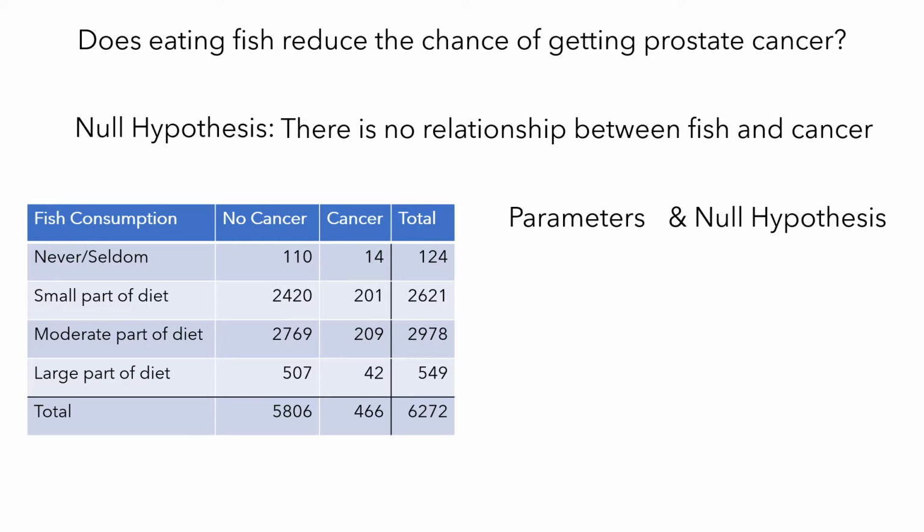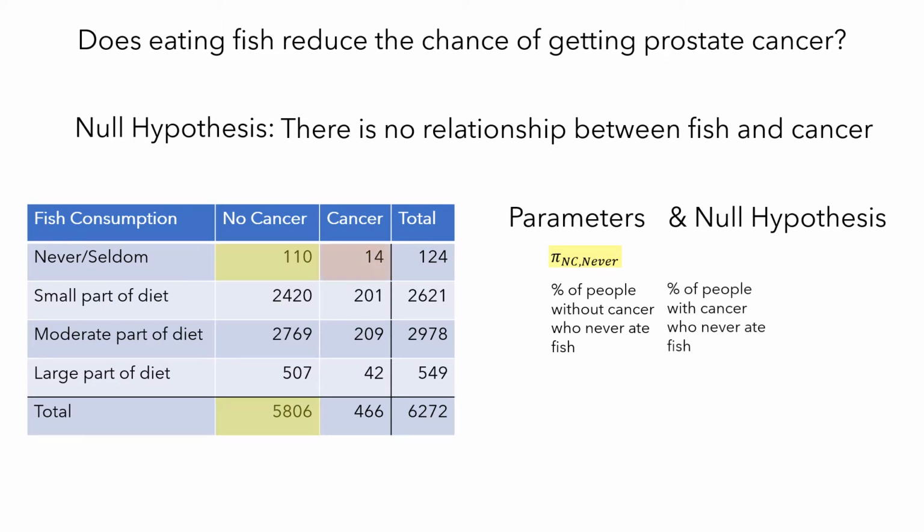For the first way, one parameter is the percent of people without cancer who never ate fish, which we can represent as pi sub nc comma never. And another parameter is the percent of people with cancer who never ate fish, which we'll write as pi sub c comma never. And I've highlighted the statistics that would correspond to these parameters just to illustrate how they're related to the data in the table.